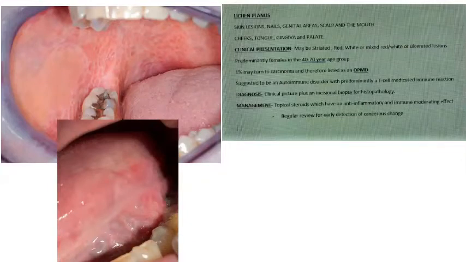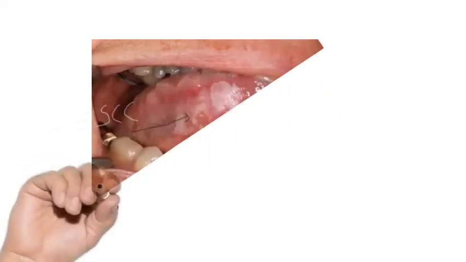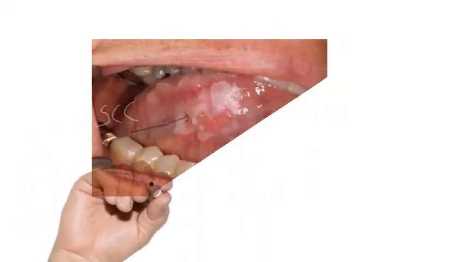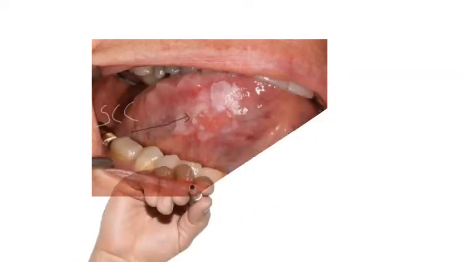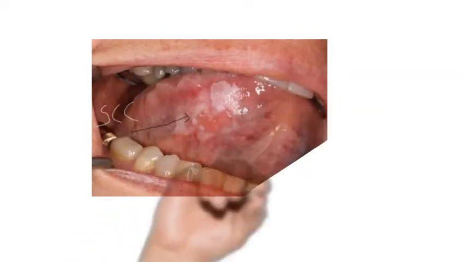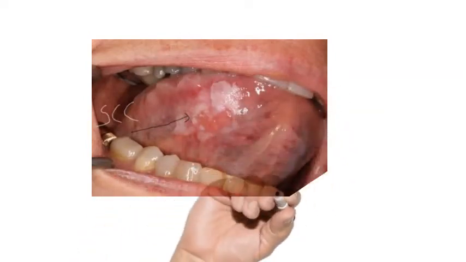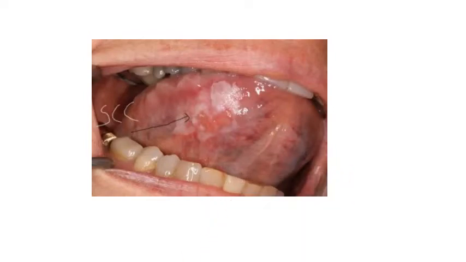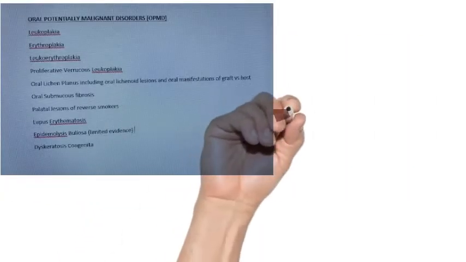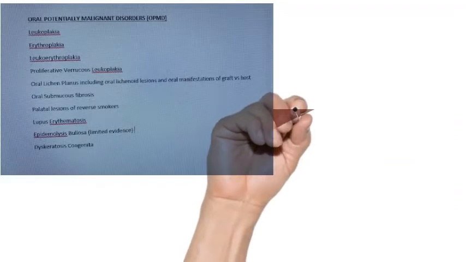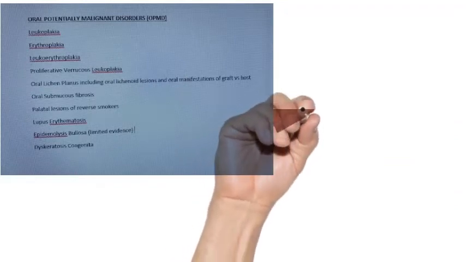This clinical photograph shows an ulcerated white-red lesion on the anterior ventral right tongue. A biopsy of this lesion indicated this to be a squamous cell carcinoma. So as you can see, these lesions can have a similar picture to the previous slide but in fact a more sinister lesion. This is a good point to introduce oral potentially malignant disorders (OPMD).